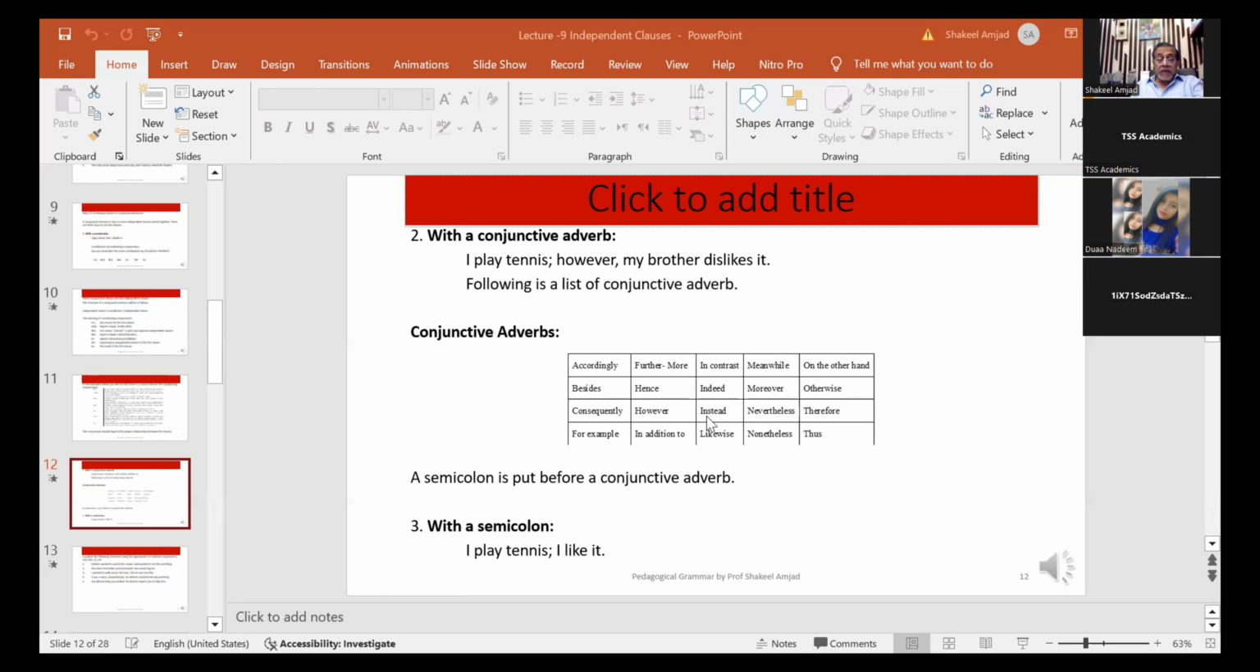Conjunctive adverb से पहले semicolon लाजिमन आना चाहिए, और कंजंक्टिव एडवर्ब के बाद एक कॉमा. आजकल जो हम पंक्चुएशन के पैटर्न को यूज कर रहे हैं उसमें कॉमा आता है. एक और ये है कि हम इसको बाज दफा सैंडविच भी कर देते हैं सब्जेक्ट और वर्ब के दरमियान. माई ब्रदर, हाउएवर, डिसलाइक्स इट, इस तरह से भी आ जाता है. ये स्टाइल है. विद अ थर्ड, इसका ये है विद अ सेमीकोलन. आई प्ले टेनिस; आई लाइक इट, एंड फुल स्टॉप.